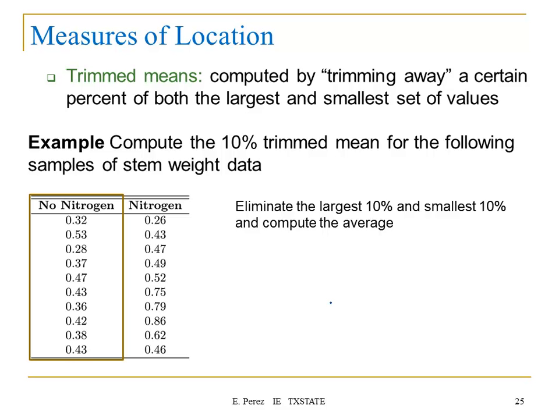So looking at these numbers, the value that is the smallest one is 0.28. The largest one is 0.53. So if you delete those two values and compute the mean, this is the number, 0.3975. You are dividing by 8 because now you are taking into account only 8 units. You deleted the highest value and the lowest value. So now you only have 8 values to compute the mean.